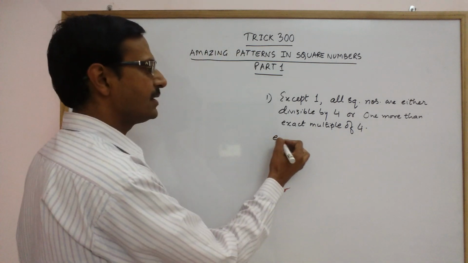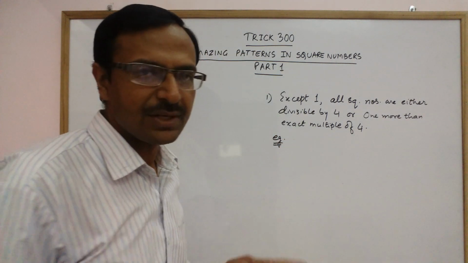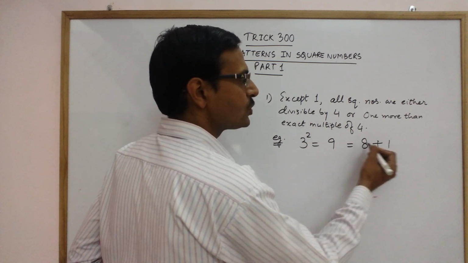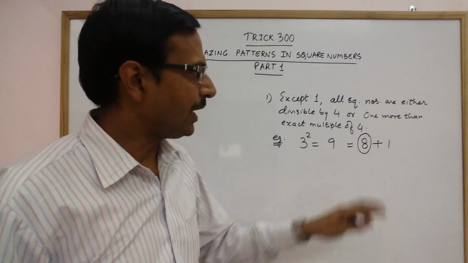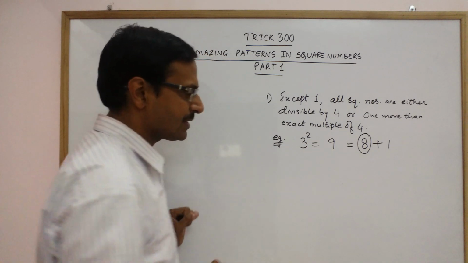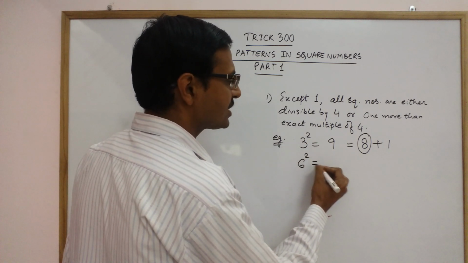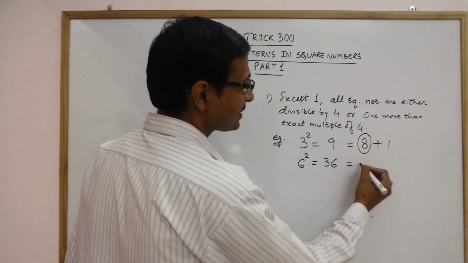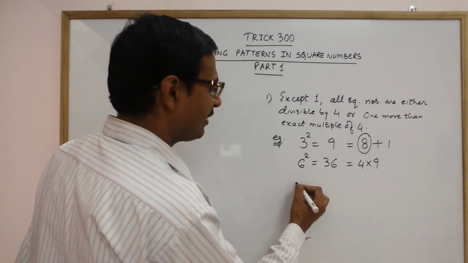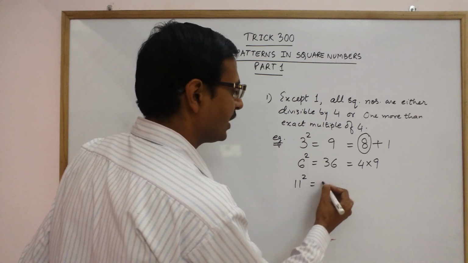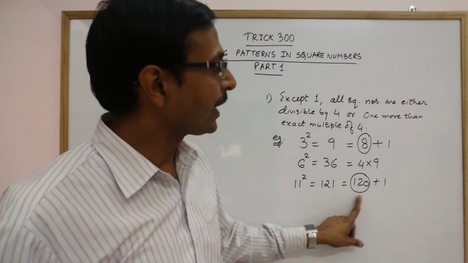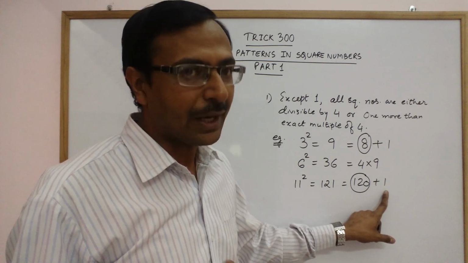Now let us try and understand this using some examples. Suppose we have 3 square. Now see, 3 square is 9. You can write 9 as 8 plus 1. So 8 is perfectly divisible by 4 and we have 1 more than the exact multiple of 4. Now let us take some more examples. Say we have 6 square. Now 6 square is 36. 36 is 4 into 9, which is an exact multiple of 4. Take more numbers. Say we have 11 square, which is 121. This is 120 plus 1.